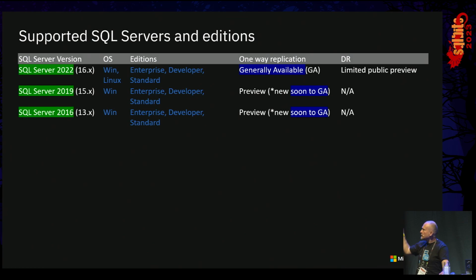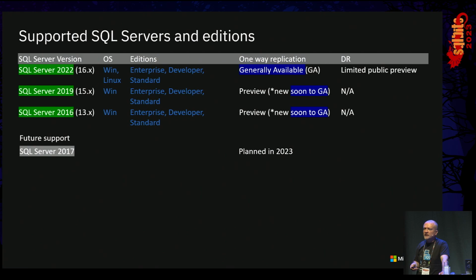For 2022, link replication is in GA. For 2016 and 2019, it's in preview, and we are planning to GA that very soon, maybe in just a couple of months. The ability to fail back is available to SQL Server 2022 only, and that's because of technical limitations between MI and 2022, and I will have a separate section where I will explain that in detail. 2017 is coming.